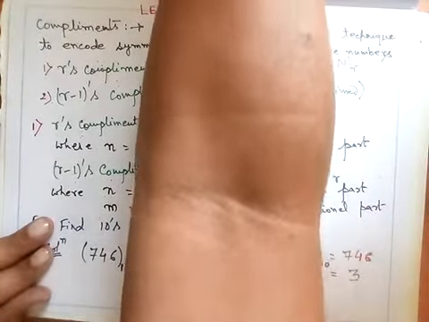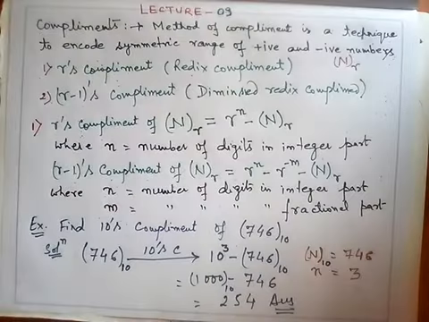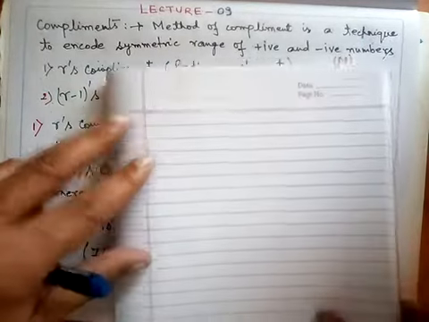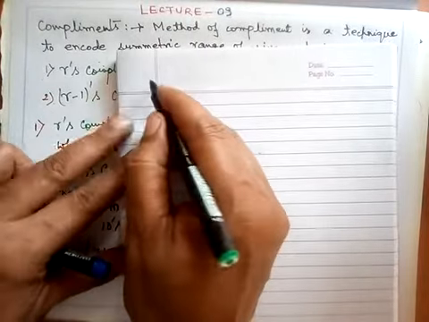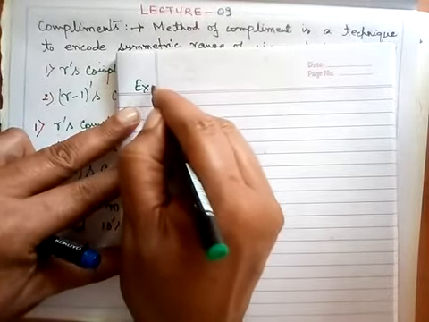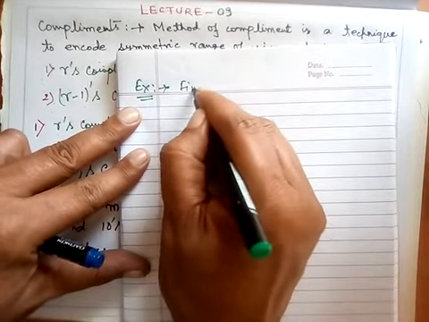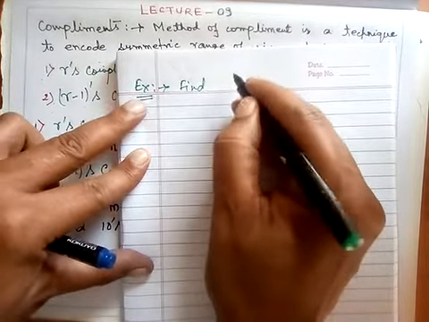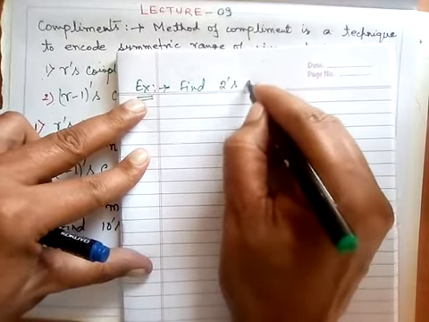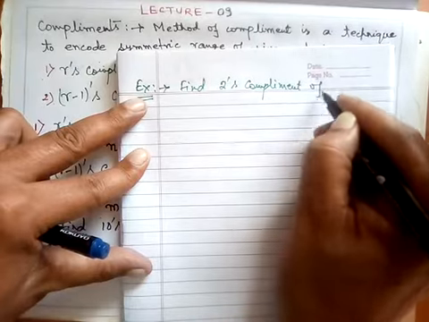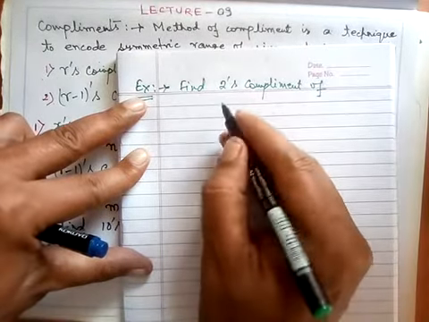Let's take one more example. Let's take a binary number, for example. In a binary number you will have 2's complement and 1's complement, so I'll find that. Let's say another problem, another example I take here. Suppose I say find the 2's complement of a number.